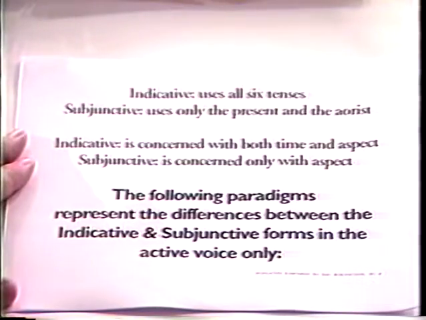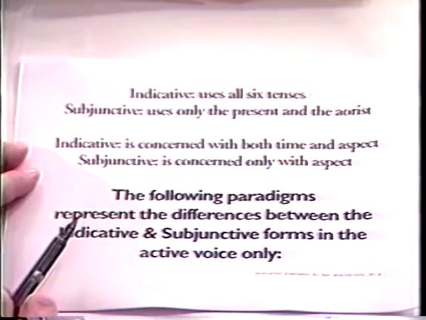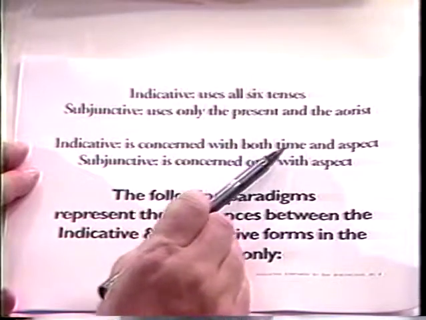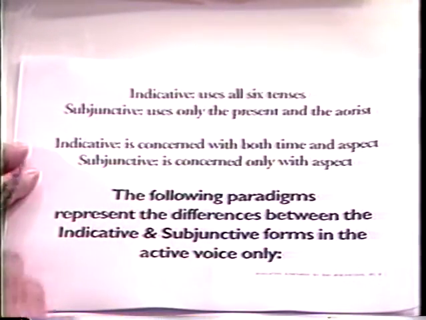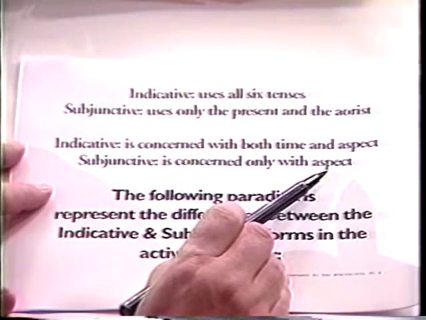Again, the indicative uses all 6 tenses. The subjunctive uses only the present and the aorist tenses. The indicative is concerned with both time and aspect, whereas the subjunctive is simply concerned with aspect. Now, what is the aspect of the present tense? The aspect or the kind of action is one of ongoing progression, continuation. What is the aspect of the aorist tense? It's simply indefiniteness, that something happens, that there is an event.